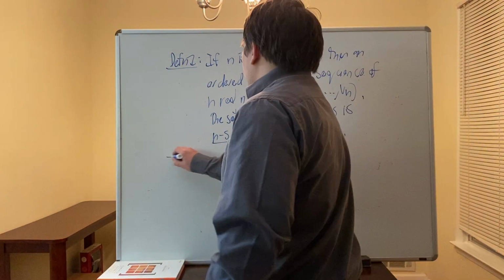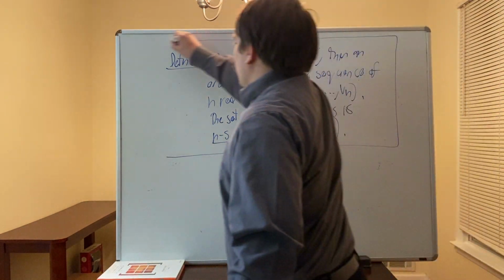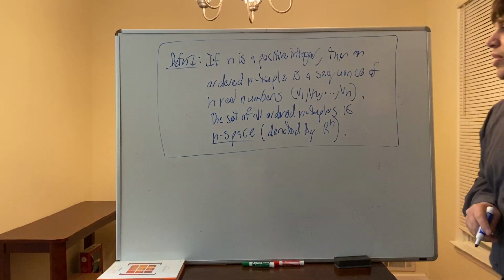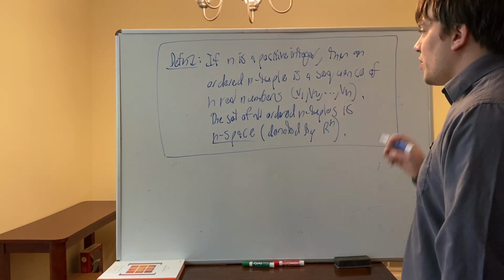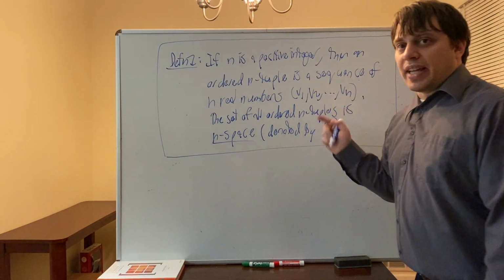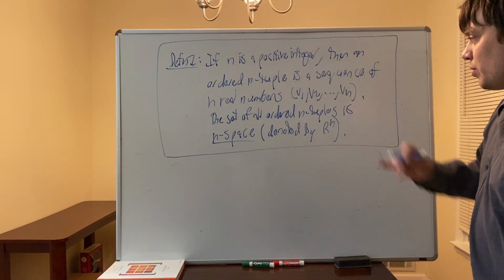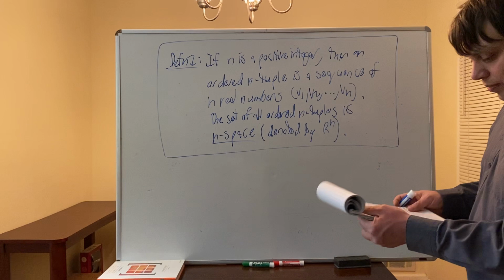Okay, so I'm going to box definition 1. I'm going to box this definition. This is important. If little n is a positive integer, then an ordered n-tuple is a sequence of n real numbers, like that. The set of all ordered n-tuples is n-space.